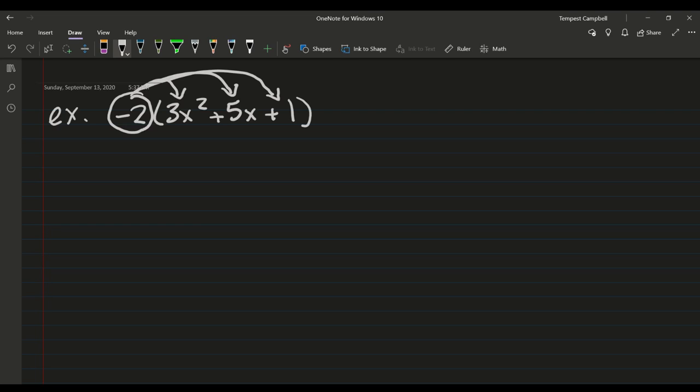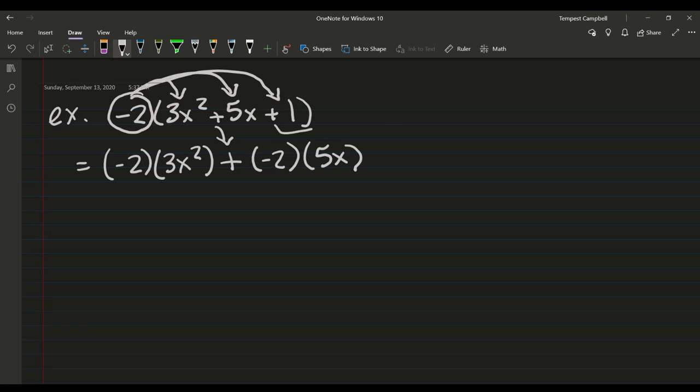So first thing we're going to do is the distributive property. So we have negative 2 times a positive 3x squared plus, so we're bringing down this plus sign, plus we have a negative 2 times a positive 5x plus we have a negative 2 times 1. So we just use the distributive property.